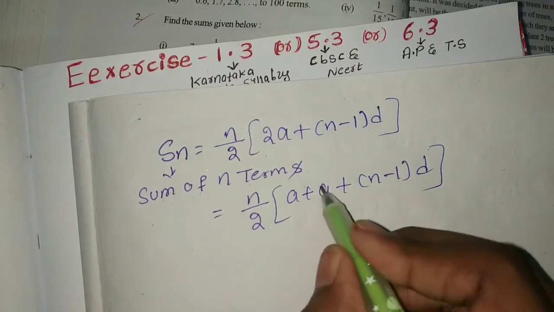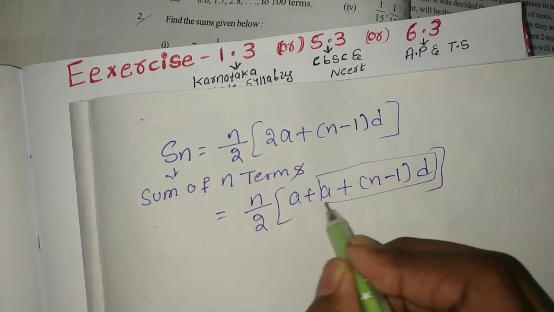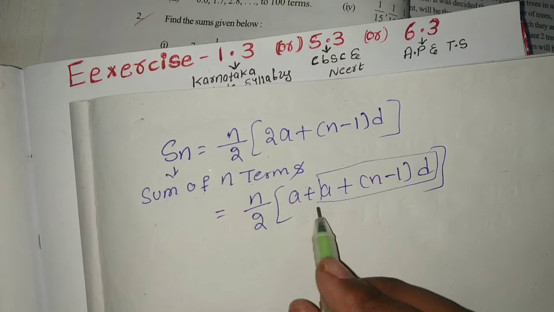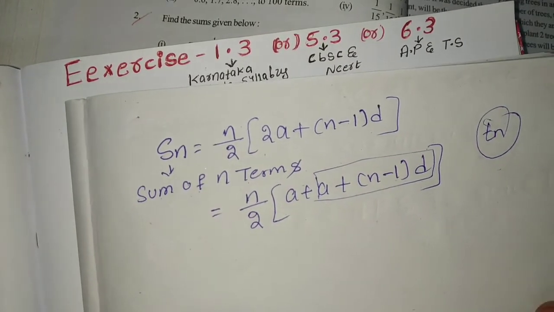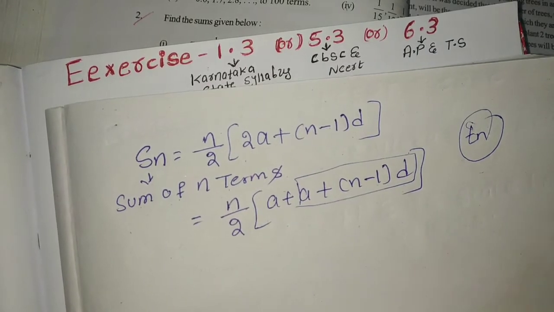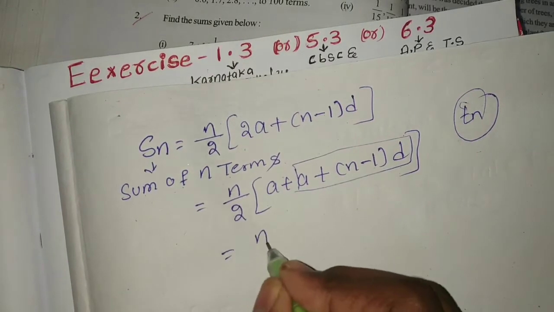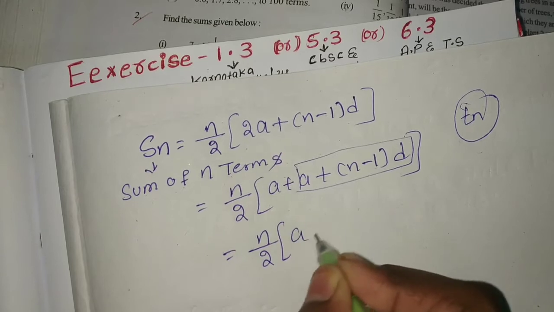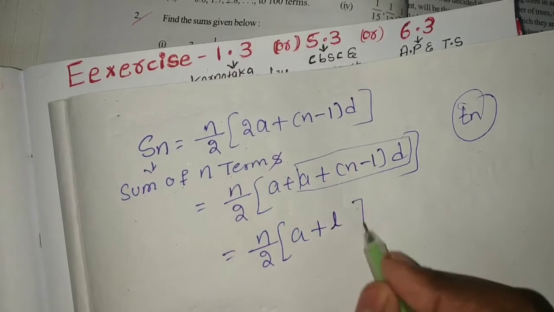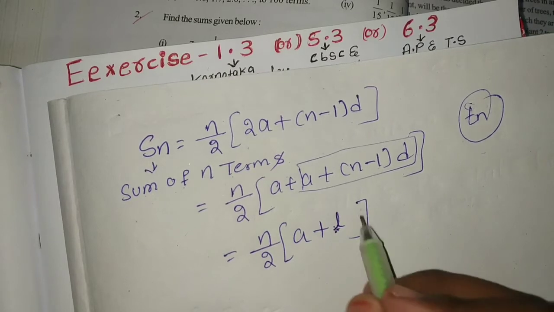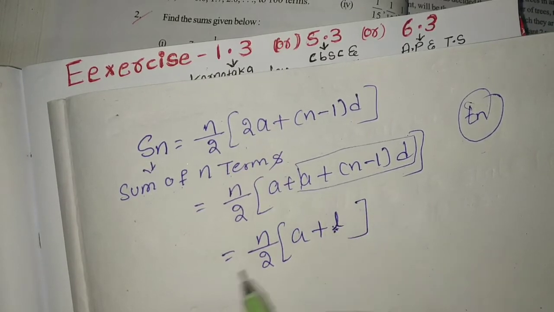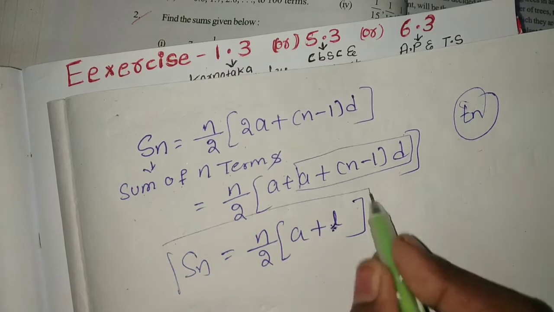Are you getting it? What is a plus n minus 1 into d? Everyone knows this is the nth term, that is the last term. You can write it as L. So it is a plus L, where L is nothing but the last term, that means the nth term. You can use this formula also.